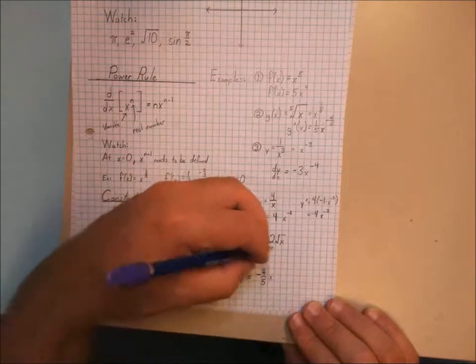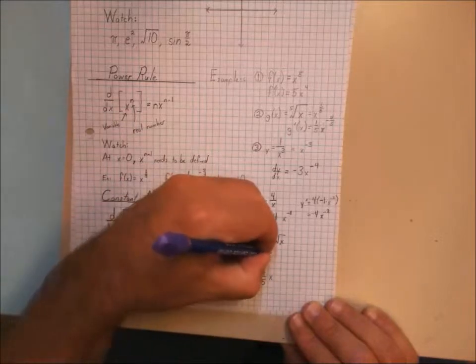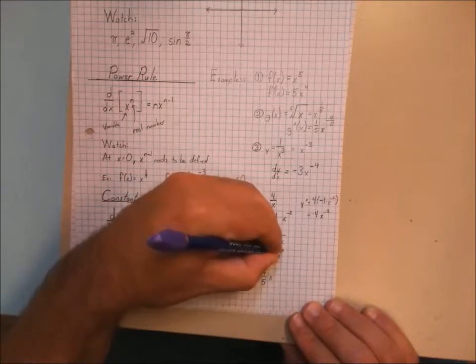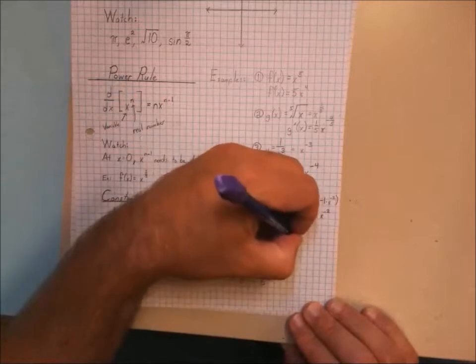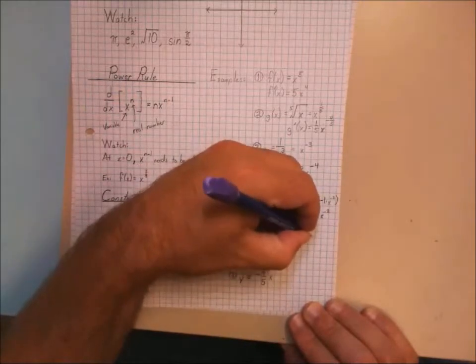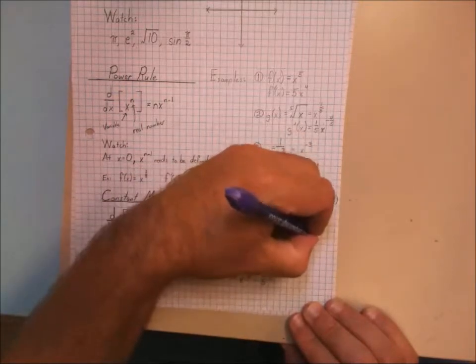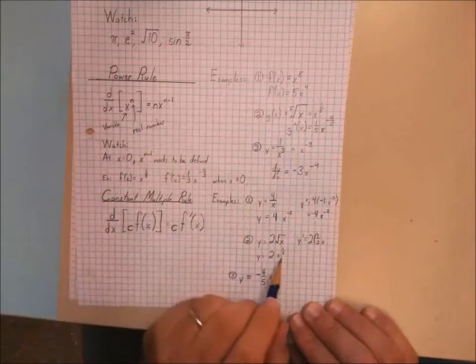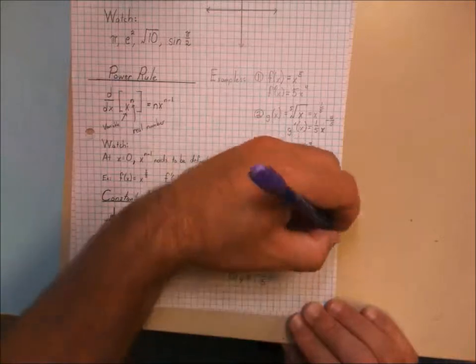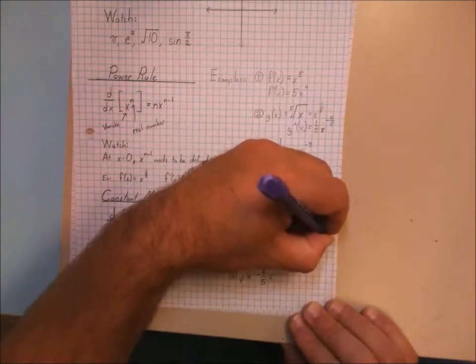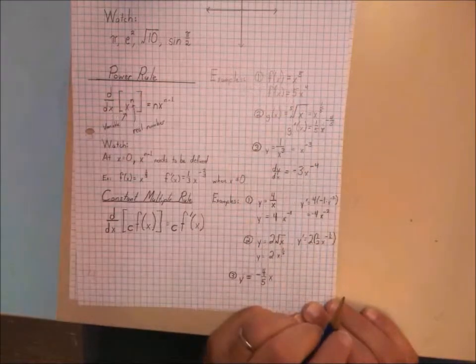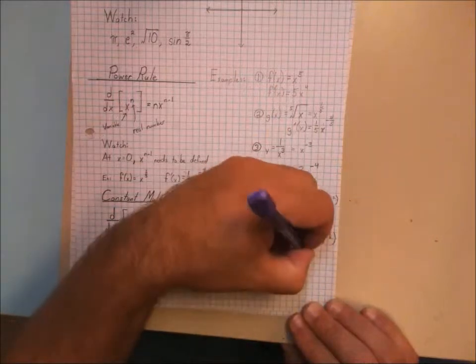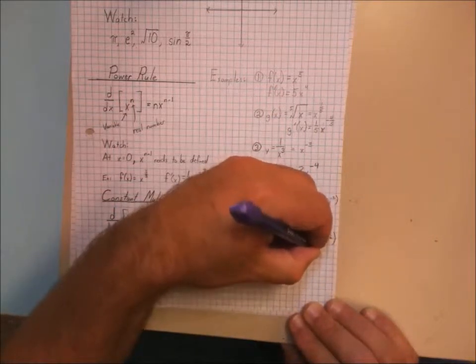This one, same thing. I would rewrite it as 2, and then you have x to the 1/2. When you take y prime, leave the 2 out there. The 1/2 runs to the front. 1/2 minus 1 is negative 1/2, so you have that issue with the 0 again. 2 times 1/2 is 1. So you actually have x to the negative 1/2.